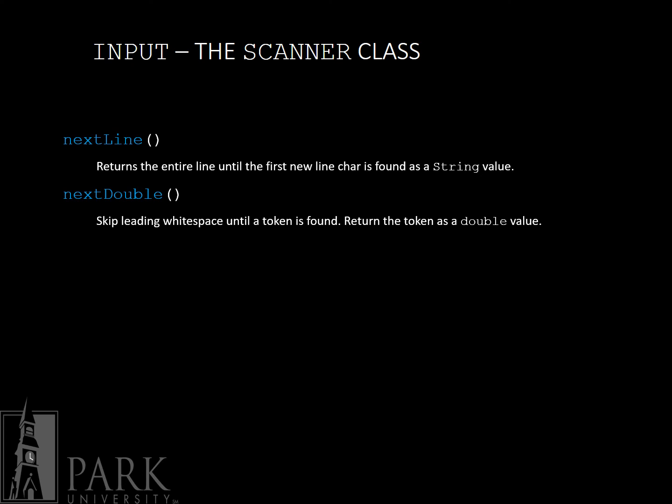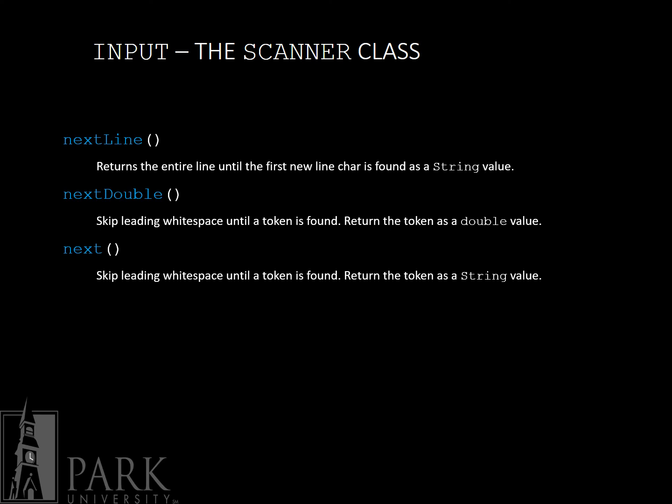as a double value. What does that mean, token? Well, that just basically means that it's going to find the next series of characters in between spaces, until you find blank space. So basically it's just going to find the next group of letters or digits. It's going to be up to you to make sure that the user inputs those digits correctly.